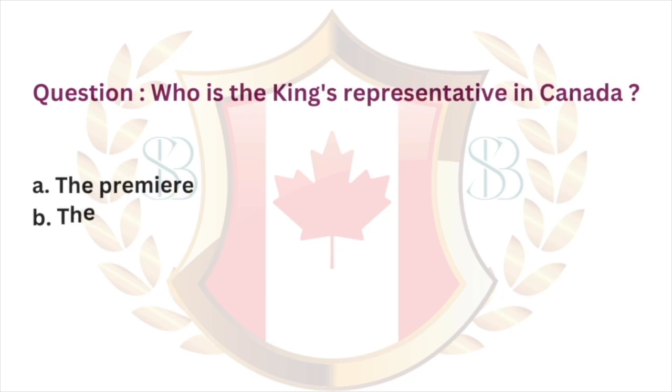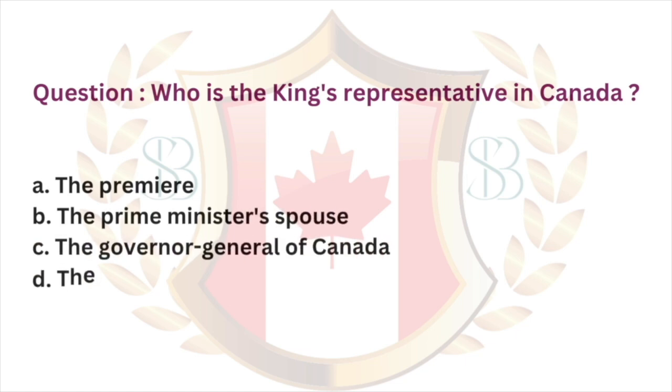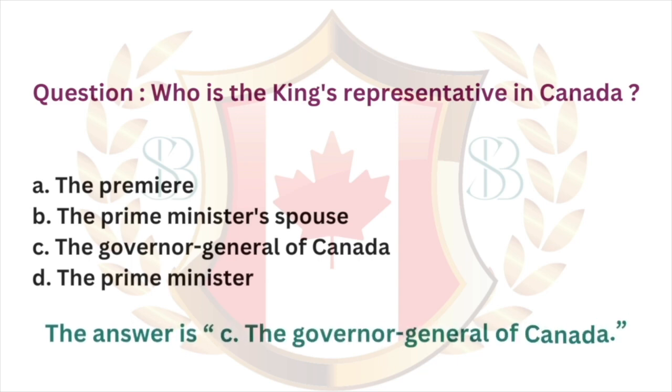Question. Who is the King's representative in Canada? A. The Premier. B. The Prime Minister's spouse. C. The Governor General of Canada. D. The Prime Minister. The answer is C. The Governor General of Canada.